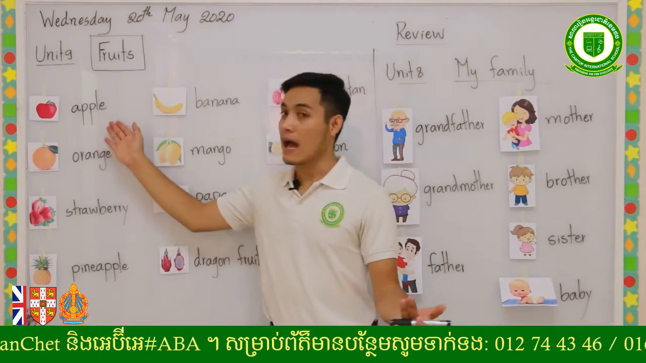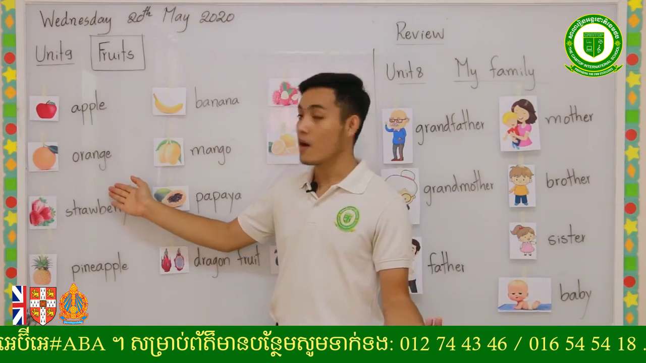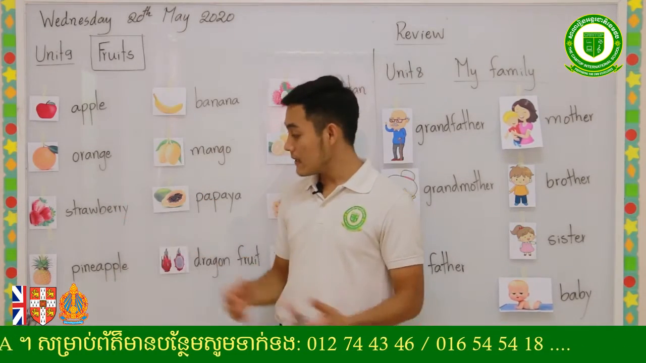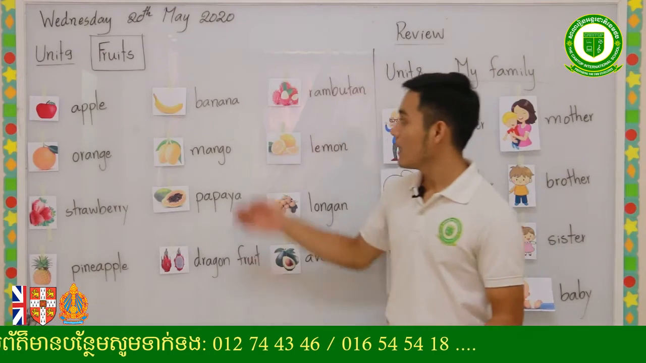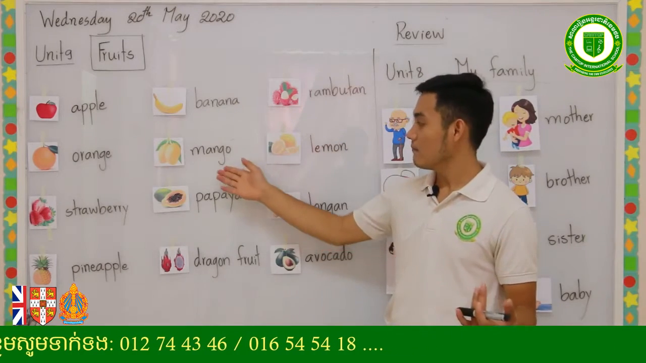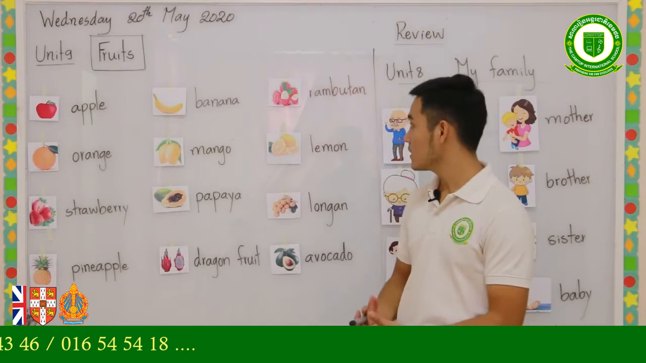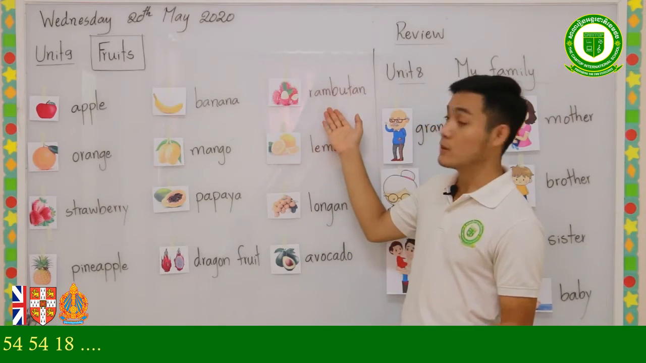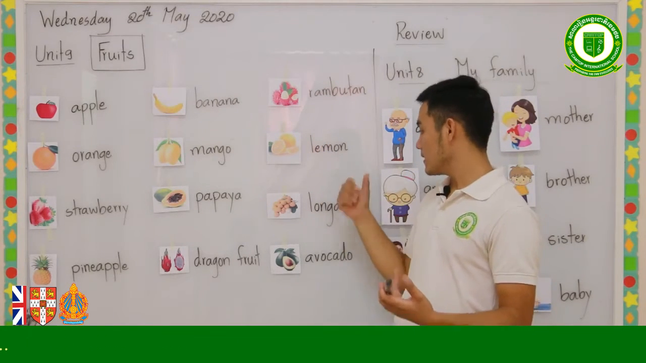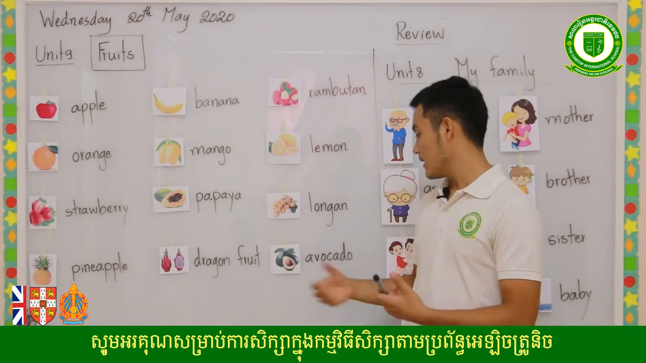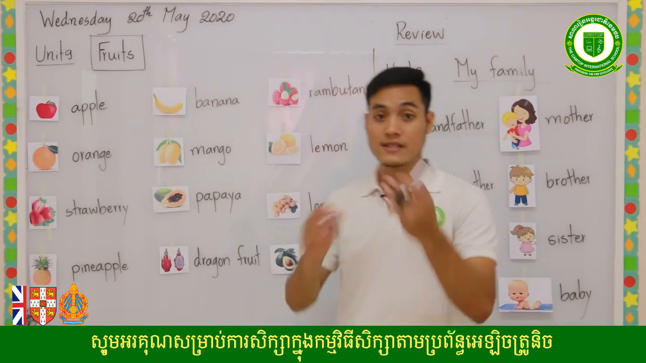So please read all these words. Apple, orange, strawberry, pineapple, banana, mango, papaya, dragon fruit, rambutan, lemon, longan, and avocado. Okay, read this at home.